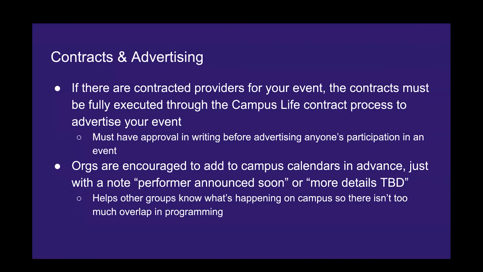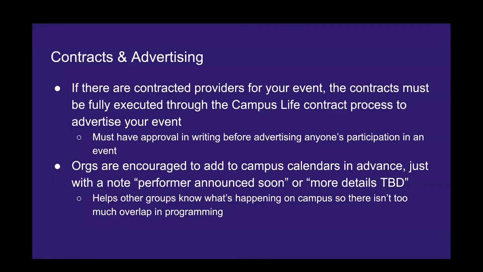And if you are searching for more information about the contracts process, you can find that on our SOA website and in the other Canvas video in this course. That's all to say you must have approval in writing before advertising anyone's participation in an event. It needs to be a mutual agreement, and that helps keep everyone on the same page. Of course, once the contract has been fully executed and signed by both parties, then yes, you are able to promote that person's name, who you are bringing to campus, or the show title that you are putting on, and so forth.